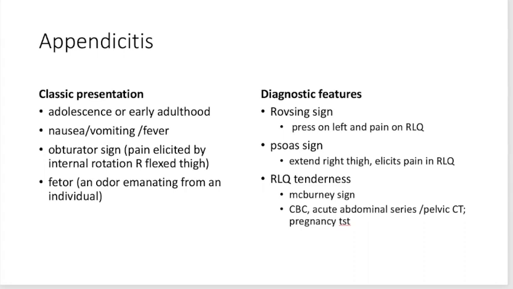You would also order CBC, acute abdominal series, pelvic CT, pregnancy test in the appropriate population. Usually presents in adolescence or early adulthood, nausea, vomiting, fever. Another sign is the obturator sign, and that is pain elicited by internal rotation of the right flexed thigh.